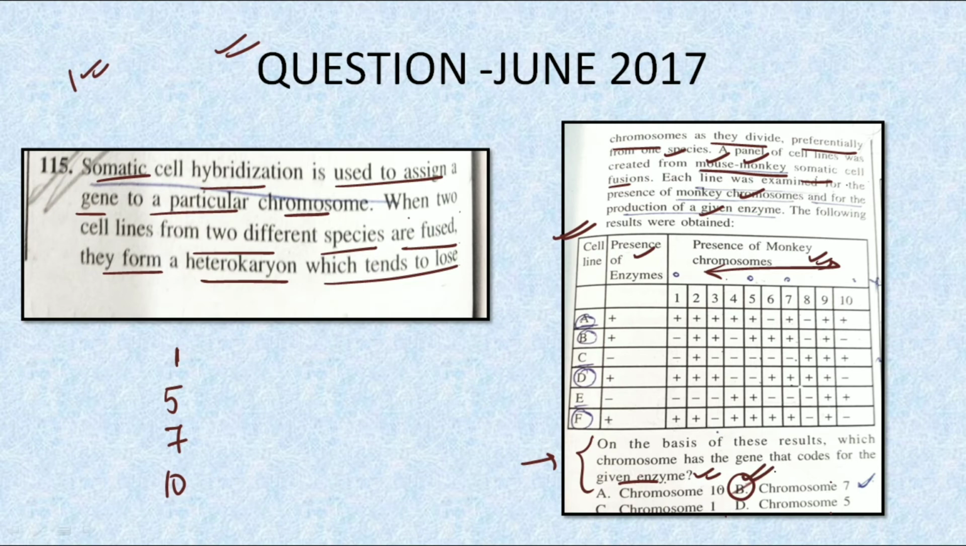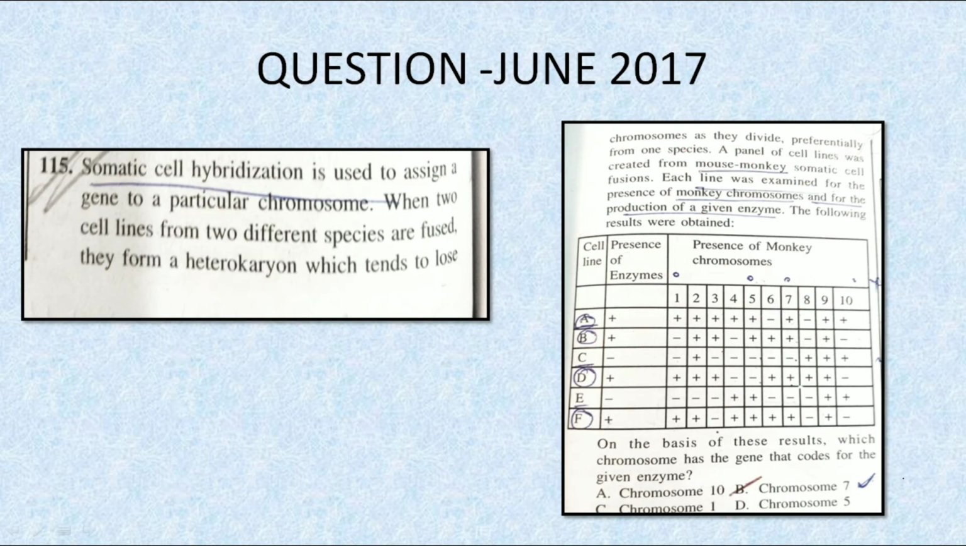So you can see this question is very easy. All you need to do is check the chromosomes that have the same order of presence and absence of the enzymes as in our model organism. Based on our analysis, we found that chromosome number 7 has all the same presence and absence of the enzyme as the model organism. Hence B is the correct option, or chromosome number 7 is the correct answer.